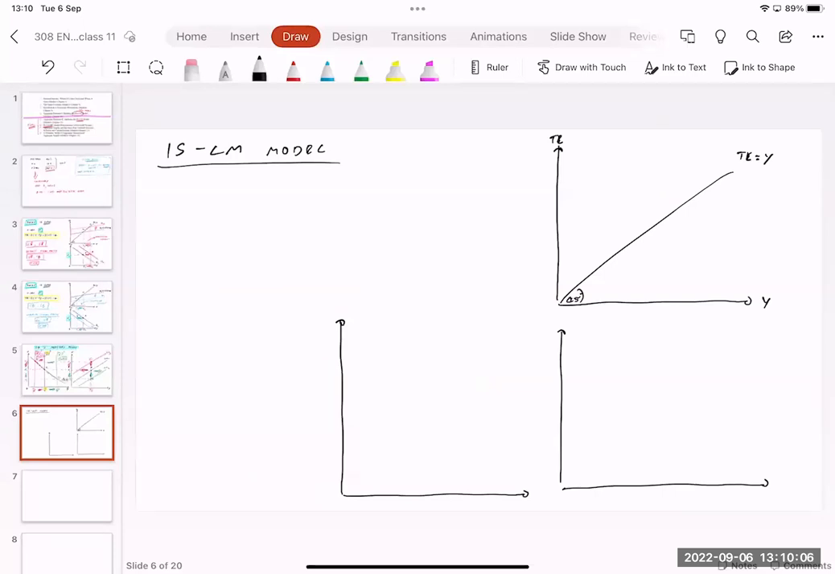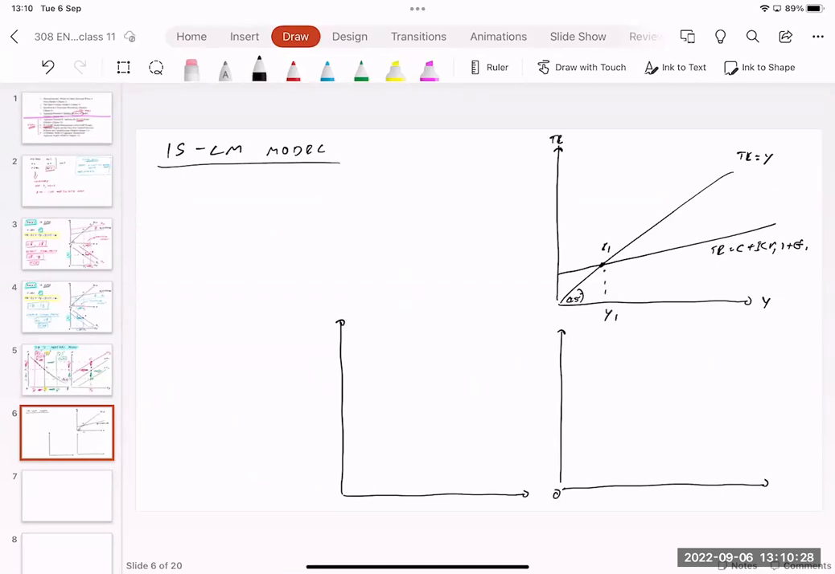Then we have the total expenditure curve. For example, you have a curve like this. This is TE equals C plus I, where investment is high or low depending on the real interest rate, let's say R1, plus G1. This is equilibrium point E1, with GDP Y1.